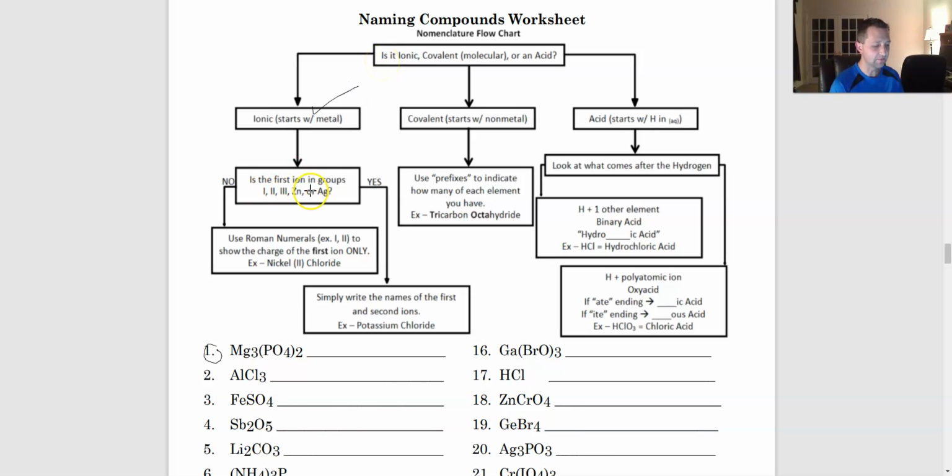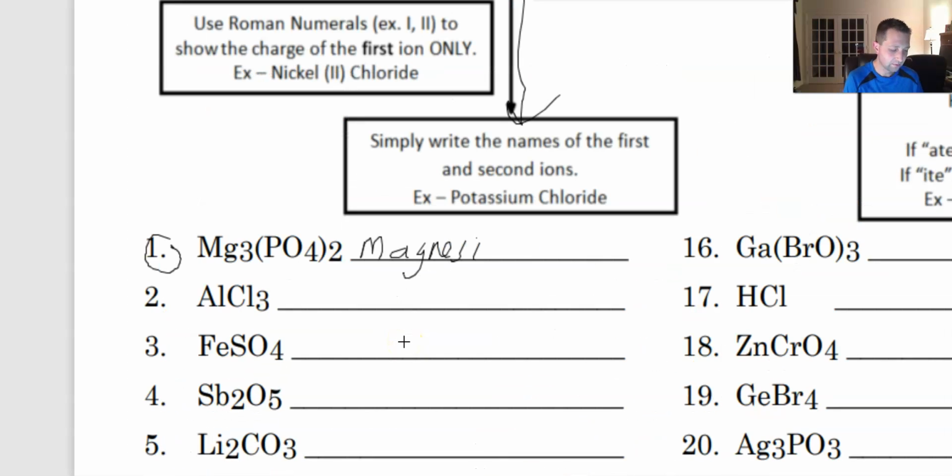Next thing you look at is, is the first ion in groups 1, 2, 3, zinc or silver? The answer to that question is yes. Magnesium is in group 2 on the periodic table, right? So we go here, and it says simply write the names of the first and second ions. So the first ion is Mg. The name of that is simply magnesium. And the second ion is PO4. So you ask yourself, what is that? Well, PO4 is the ion phosphate.